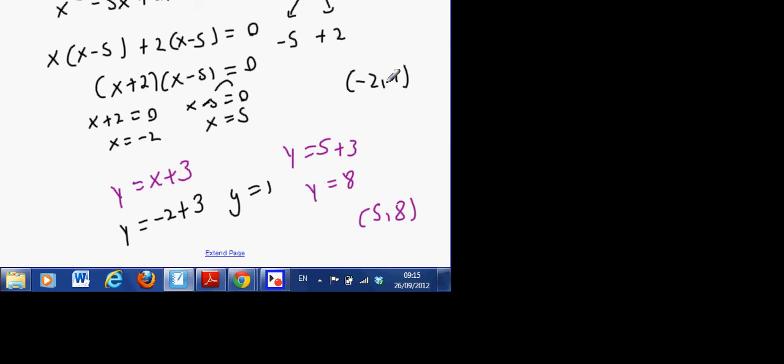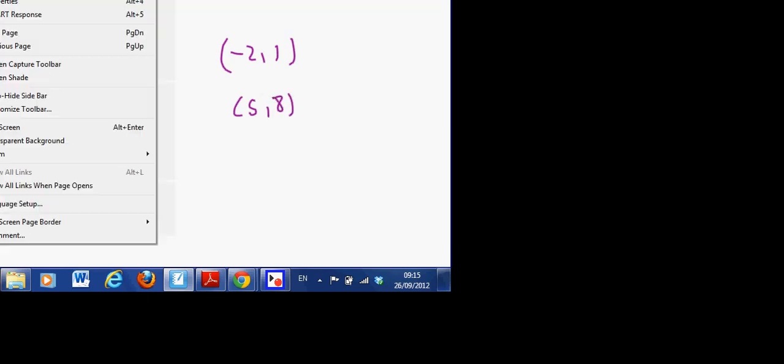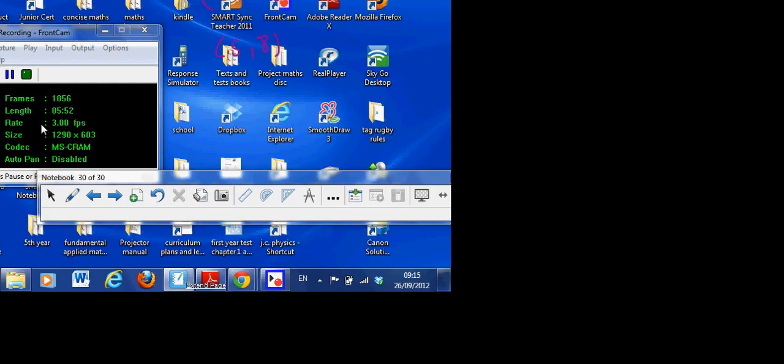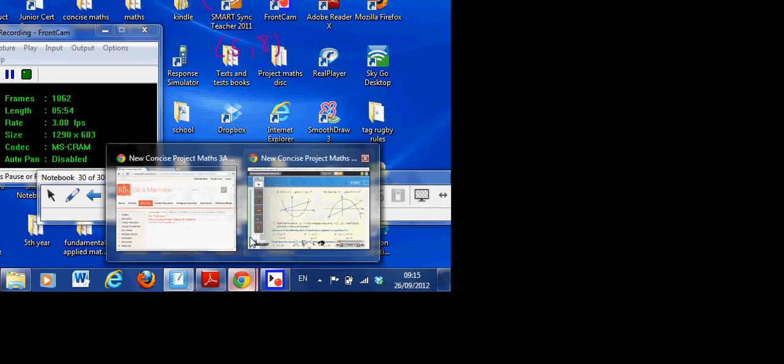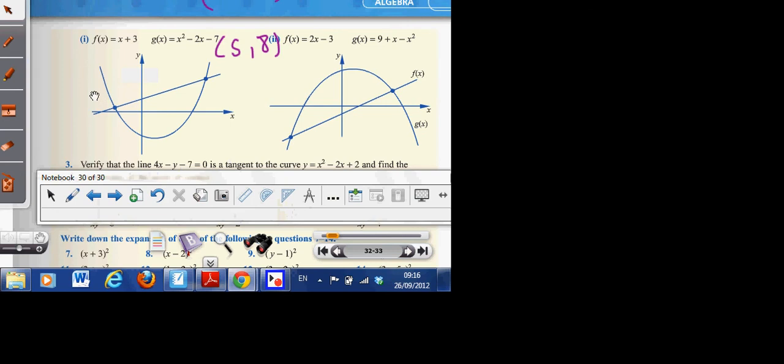Okay, so minus 2, 1 and 5, 8. So just write this down here. Minus 2, 1, 5 and 8. And what we can see is, does the diagram actually match our answer? Okay, 5, 8 is going to be this one, yeah? And minus 2, 1 is going to be this one here, okay?